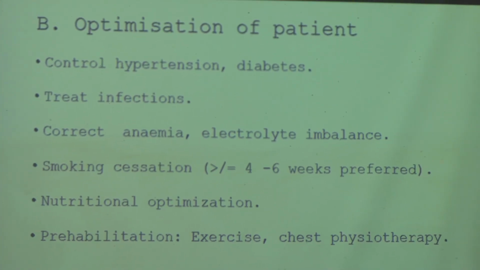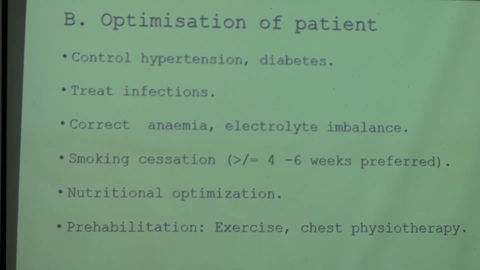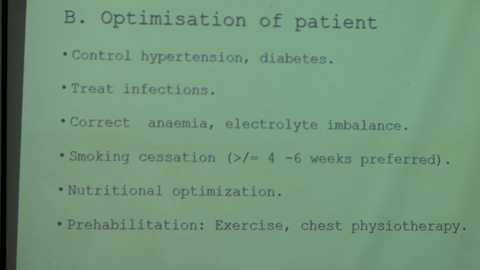Now optimization of the patient. We have to optimize the patient so that he will not suffer any untoward incidents. One is we have to control hypertension. If the patient is hypertensive, we have to start an antihypertensive drug. Then if he is diabetic, we have to control his blood sugar. Sometimes insulin, injectable, has to be given in those patients if his blood sugar is not controlled with oral antidiabetic drugs.